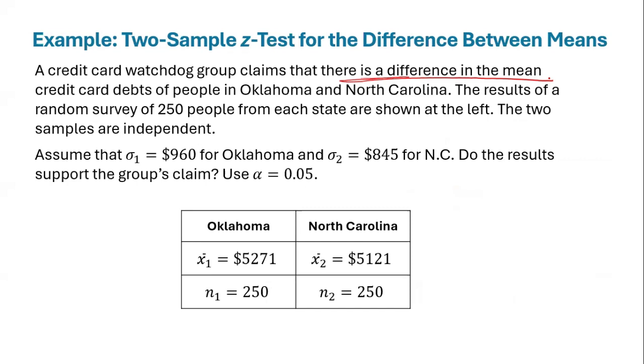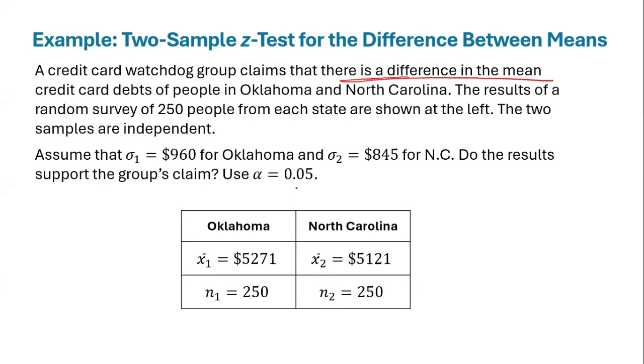The result of a random survey of 250 people from each state are shown on this table. The two samples are independent. Assume that sigma 1 is $960, that's the first population standard deviation, and sigma 2 is $845, that's the second population standard deviation. Now the question is, do the results support the claim if alpha is 5%?